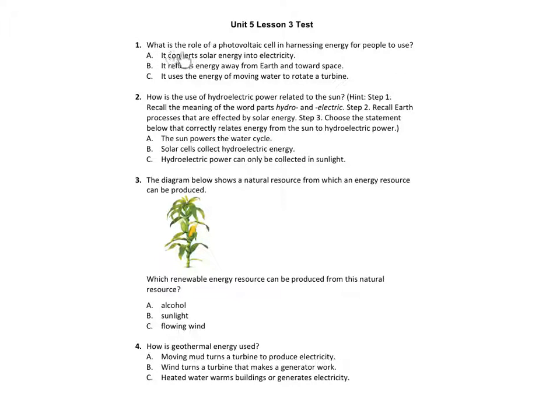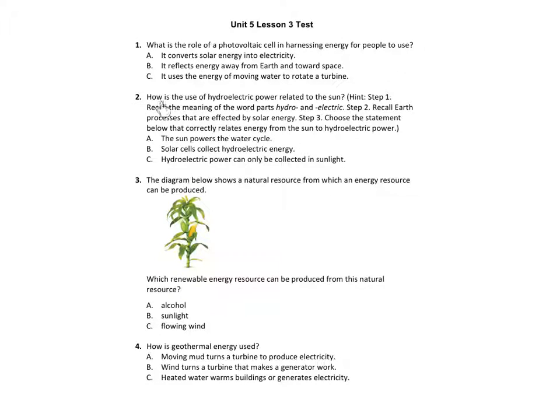Number 1. What is the role of a photovoltaic cell in harnessing energy for people to use? A. It converts solar energy into electricity. B. It reflects energy away from the earth and towards space. C. It uses the energy of moving water to rotate a turbine.